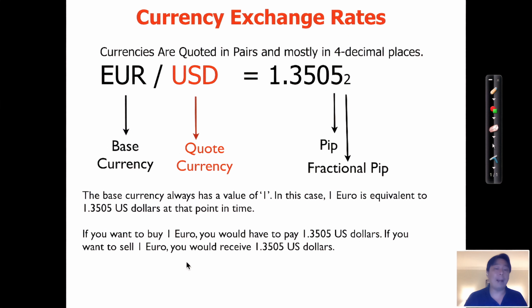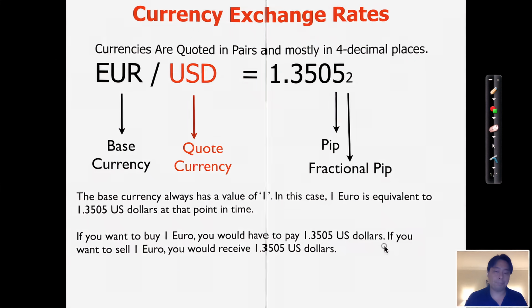So in other words, if you want to buy €1, you have to pay $1.3505 US dollars to buy €1. And if you want to sell €1, you would receive 1.3505 US dollars. So that's how you read a currency quote.